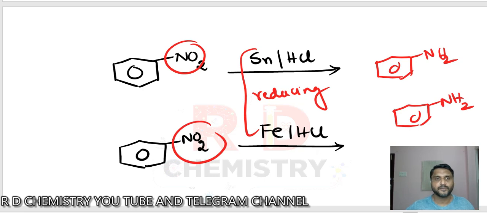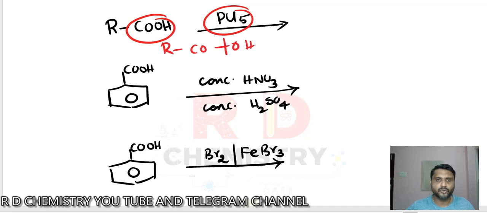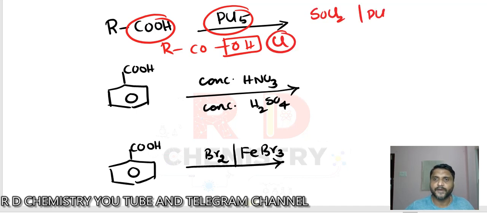Clear? Okay, next one we have got carboxylic acid and PCl5. Remember, whenever there is RCOOH, the OH group can be replaced by Cl if you make use of thionyl chloride or PCl5 or PCl3. Correct? So what comes? RCOCl should come.